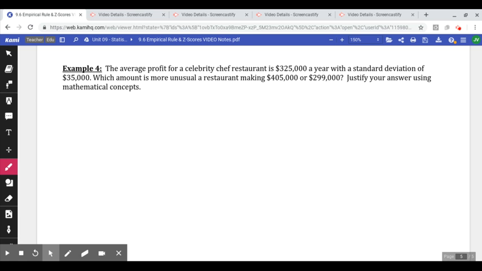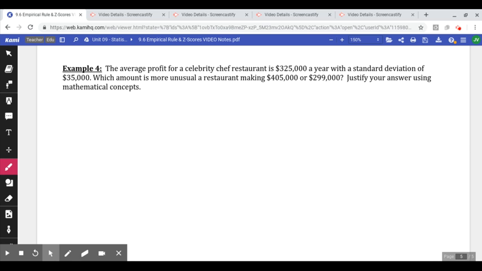In this example, which is example 4, we're taking a look at a situation and wondering which amount is more unusual. So let's read the question, and we now have a clue as to what we're looking for. The average profit for a celebrity chef restaurant is 325,000 a year with a standard deviation of 35 grand. Which amount is more unusual? A restaurant making 405,000 or 299,000?